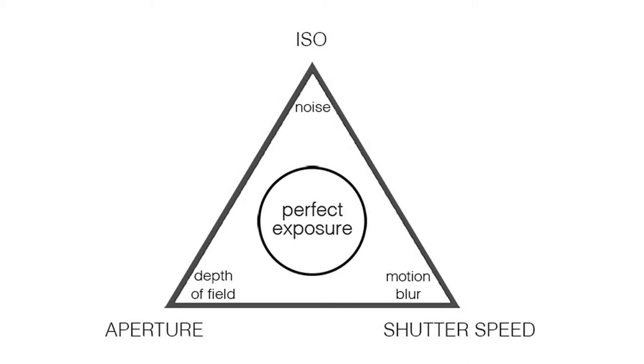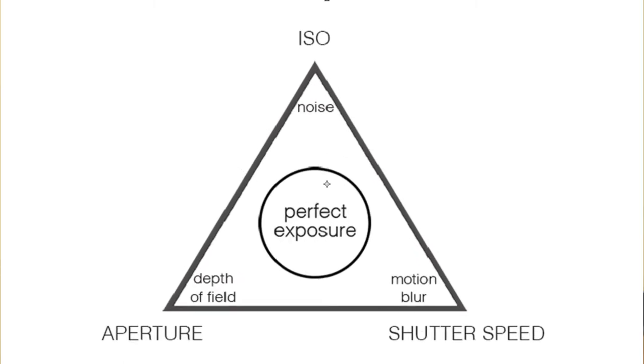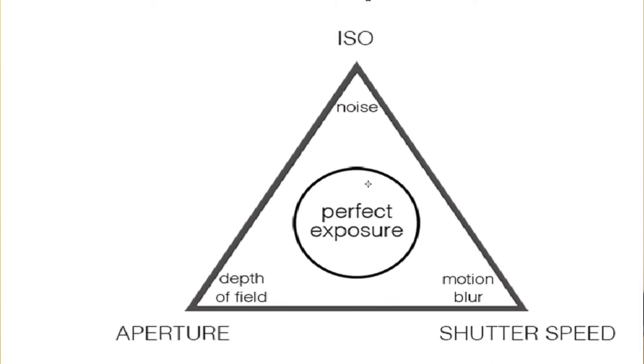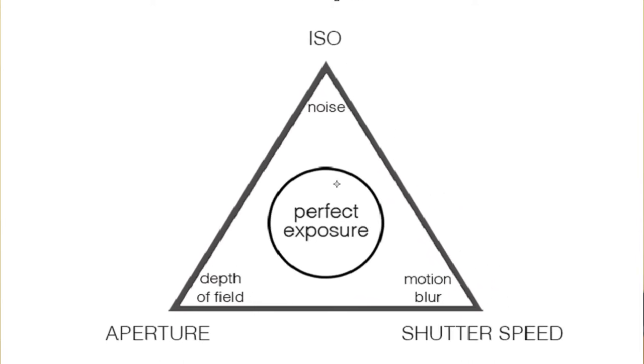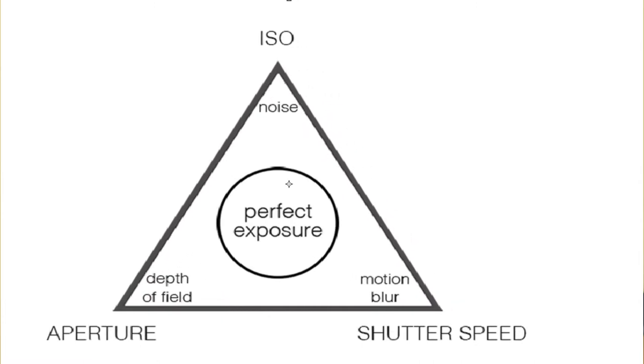You'll notice that this is a perfectly symmetrical triangle forming a perfect exposure. Using this illustration, you'll see that if you adjust any of these settings, the triangle is no longer in balance and you have to adjust a different setting to rebalance it. That, in a nutshell, is how shutter speed, aperture, and ISO are related. So now let's drill down into it. Let's start with the one that's easiest to understand, shutter speed.